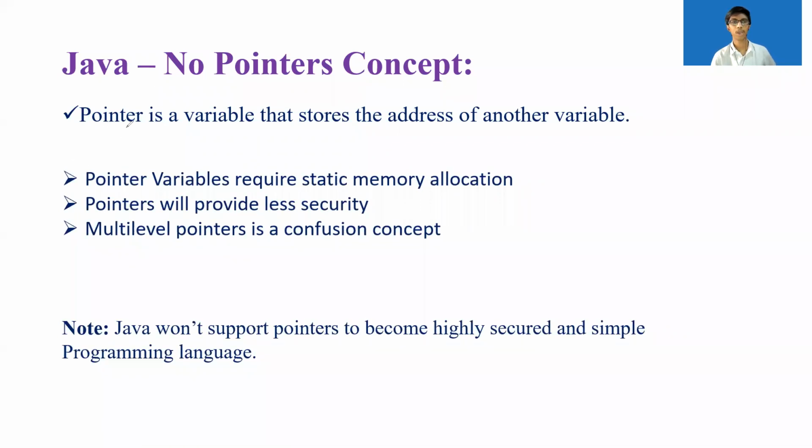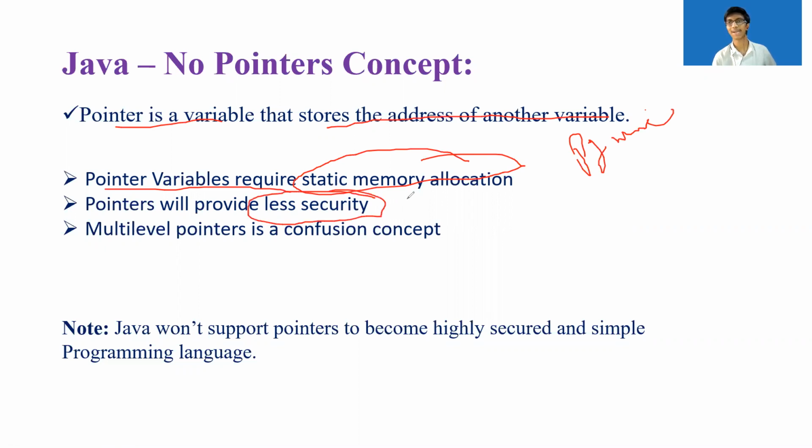A pointer is a variable that stores the address of another variable, and pointer variables require static memory allocation, whereas in Java we do dynamic memory allocation only, right? And pointers provide less security. As I told you, if we access the memory directly, we are compromising with security, right? So Java will not do that, and Java will not support pointers. And you know multiple pointers, multi-level pointers, are a confusing concept.